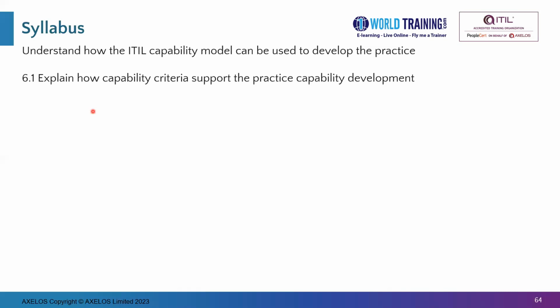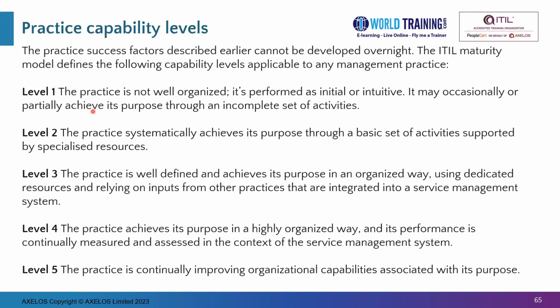The ITIL maturity model defines the following capability levels applicable to any management practice. And there are 5 levels defined. Level 1, 2, 3, 4, and 5. At level 1, the practice is not well organized. It is performed as initial or intuitive. It may occasionally or partially achieve its purpose through an incomplete set of activities, which means the practice is not mature at all. It is level 2 from where the maturity begins.